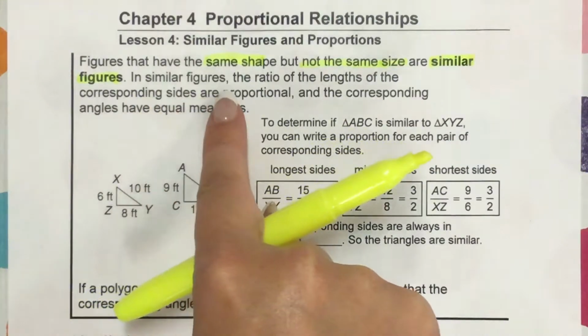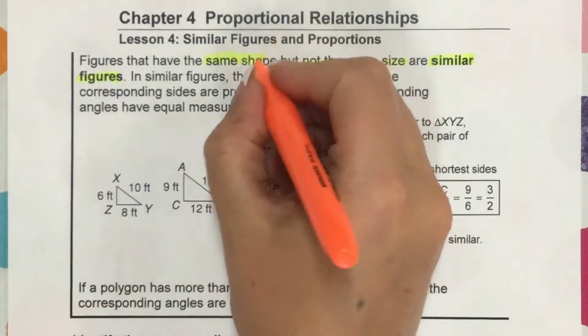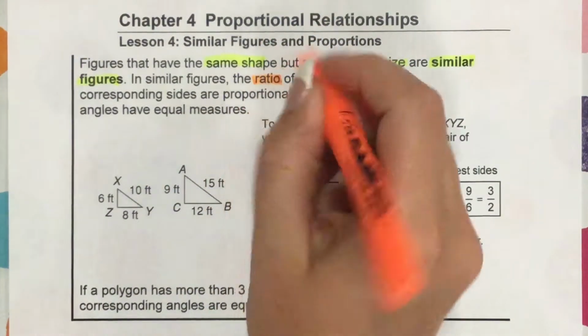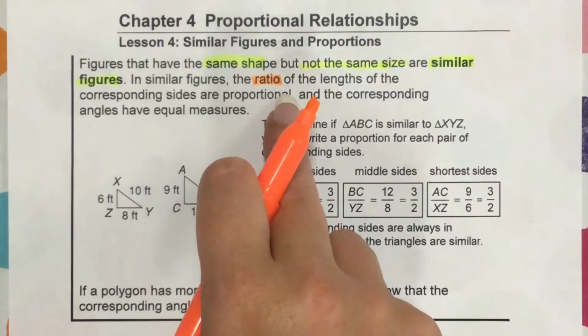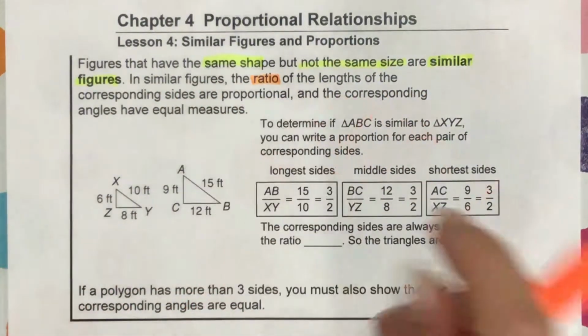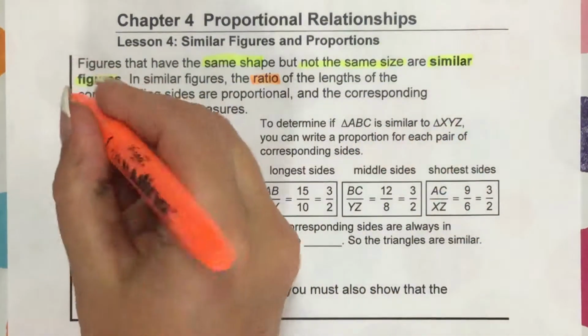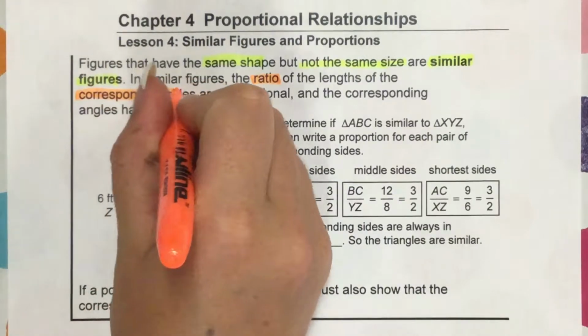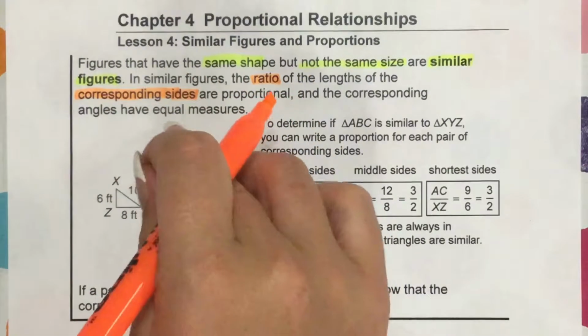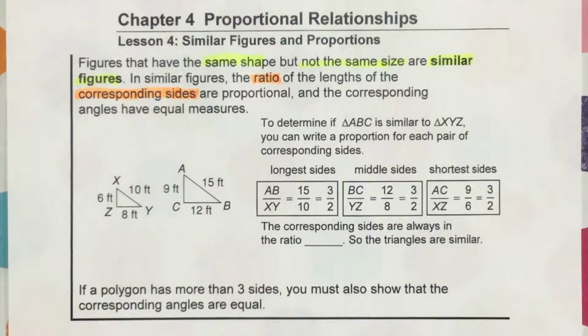In similar figures, the ratio, and remember when we see the word ratio, we're talking about a fraction, of the lengths of the corresponding sides are proportional. Now, when it says the lengths of the corresponding sides, that is a new kind of term. Basically, what corresponding sides means is, let's look at these triangles right here.